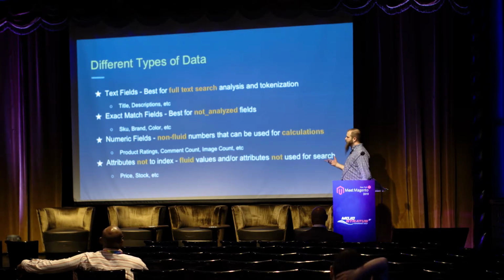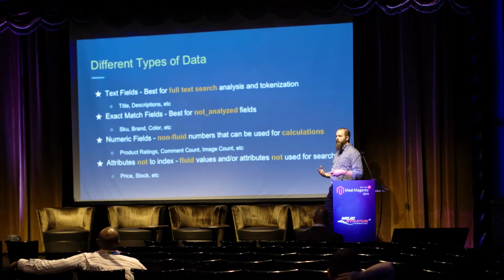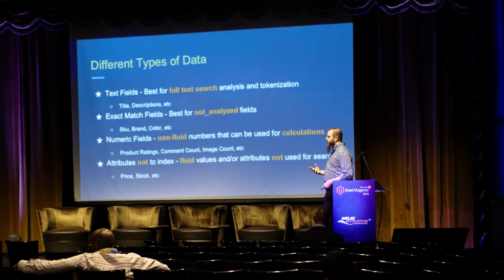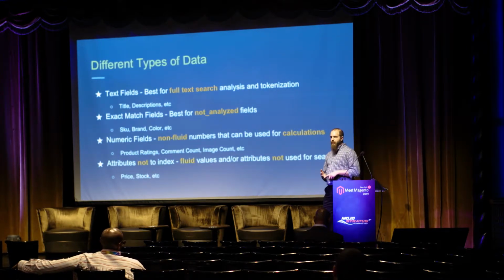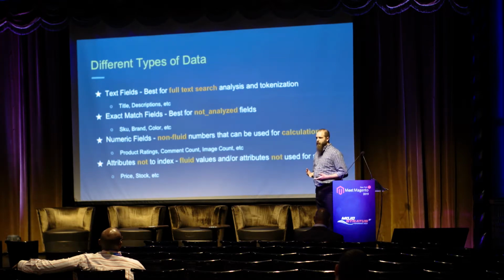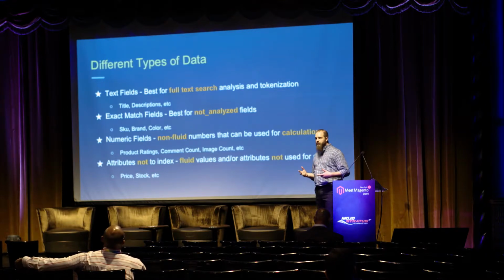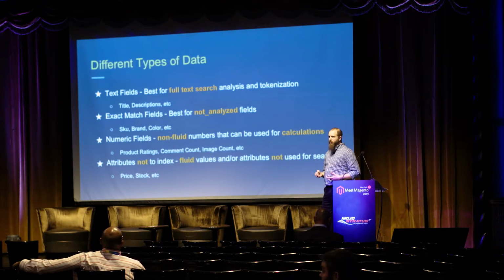Now, like I said, there's numeric fields. So these are, I call them, non-fluid numbers. These are the numbers that are not going to change often. So the ones you see changing often are price and stock, usually. Don't index those. They change too often. You're going to be dealing with the issues of deleted documents, updating documents. It's really hard to work with those then. And they're not really suited for this type of index in Elasticsearch.